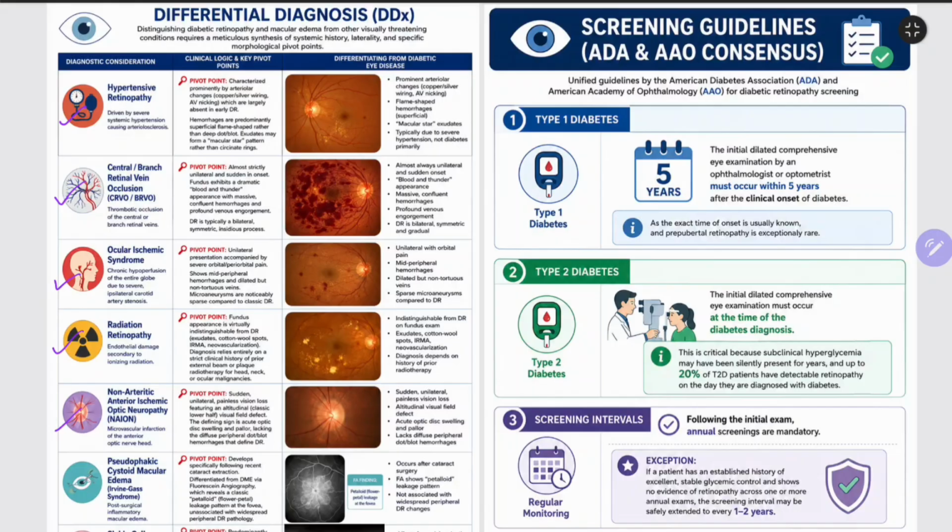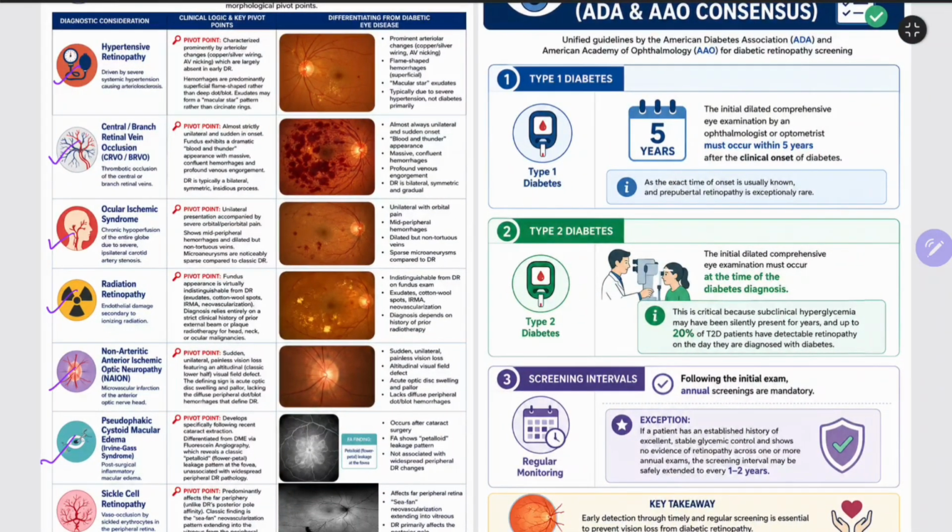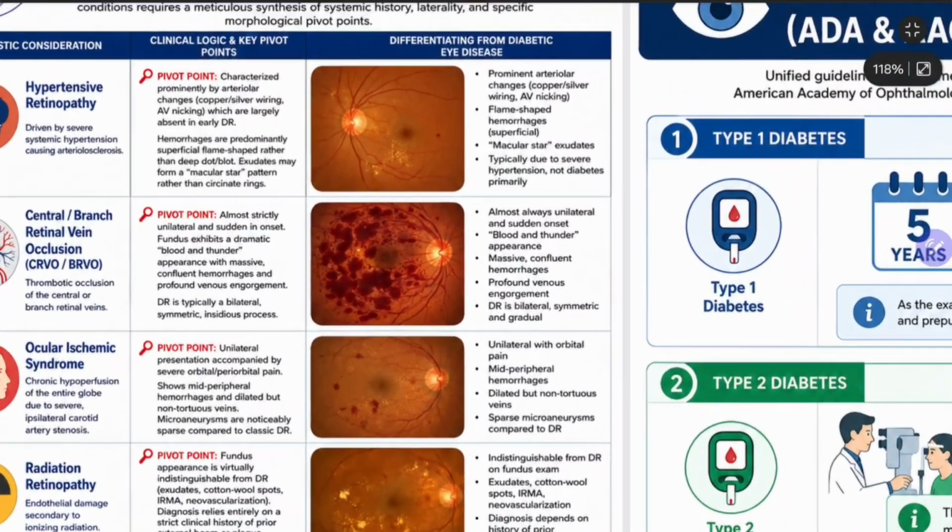So that is non-arteritic ischemic anterior optic neuropathy. Another is pseudophakic cystoid macular edema. That is because of surgery, a complication of surgery. Then the last thing is sickle cell retinopathy. So, 7 things.